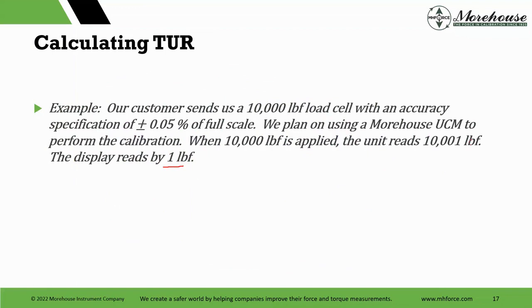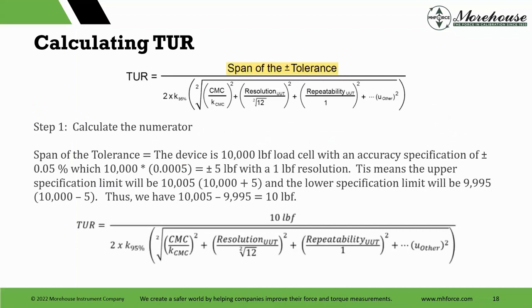This is pretty coarse. I would like for somebody to have more resolution, but this is typically trying to say what people might see more of, and that's always hard when we go out and teach in all kinds of scenarios. So if we're doing it, calculate the numerator, right? And the device is 10,000 pounds with an accuracy of 0.05. What does that mean? Well, that means if we take 10,000 pounds here and we multiply by percent, 0.05 becomes 0.0005, which means plus or minus 5 pounds with a 1 pound resolution.